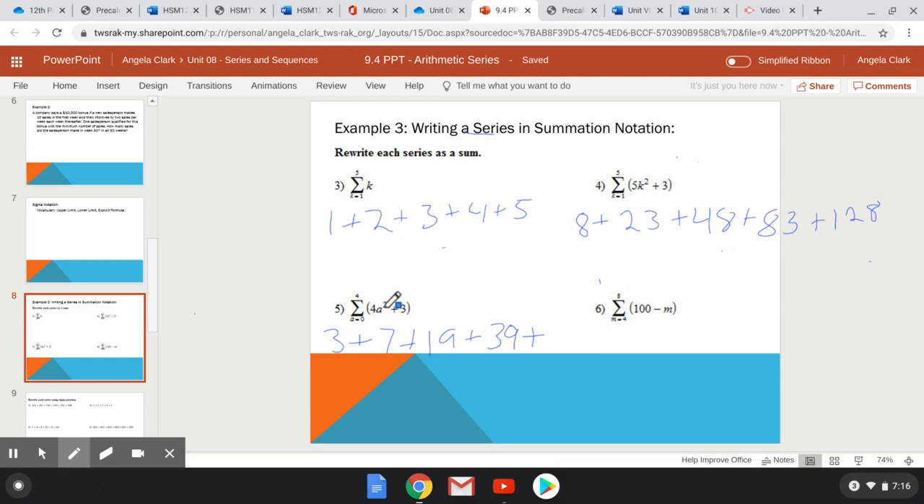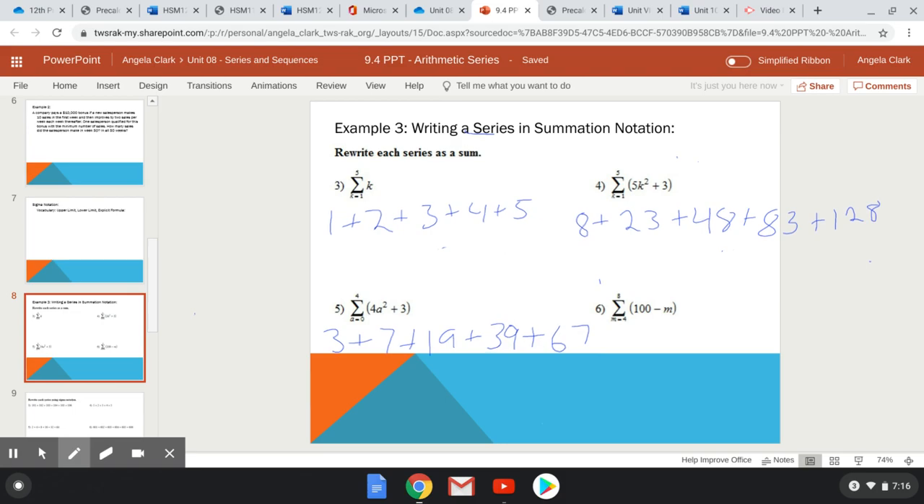And then our last one, we're plugging in 4. So we get 16 times 4 plus 3 is 67. So then we stop. Okay? Got to 4, we stop.